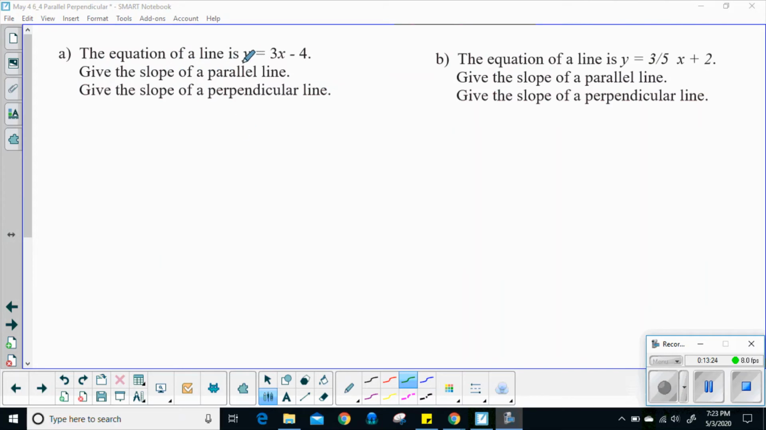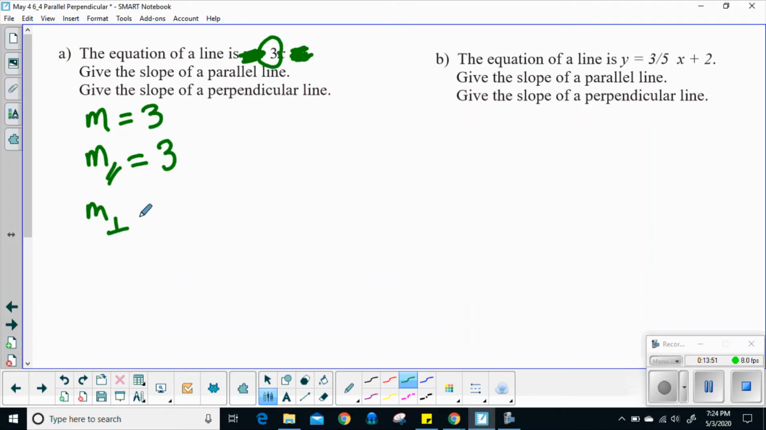So we've got the equation of a line is y equals 3x minus 4. We want the slope of a parallel line and the slope of a perpendicular line. So to be perfectly honest, we don't care about this at all. We don't care about anything else. We only care about this number. So the slope of our line is 3. So the slope of a parallel line is the same value. And the slope of a perpendicular line would be negative 1 over 3. Because this slope was a positive 3 over 1, flip your fraction, make it negative.